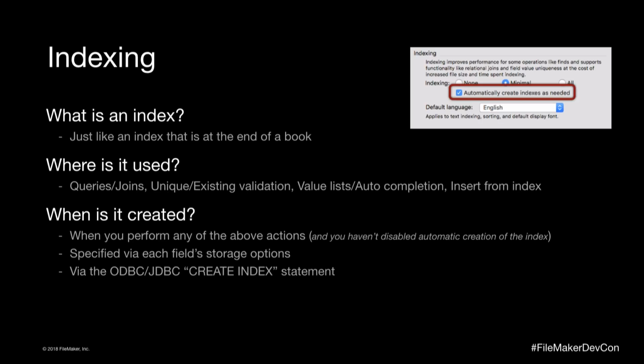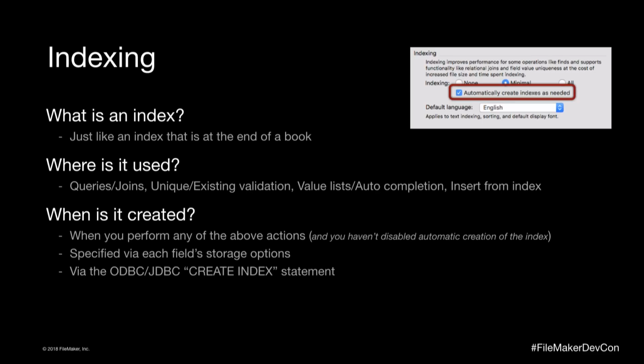Now this index tends to be created automatically whenever you do any of these operations. So if you just have a regular file and you don't change any of these options, FileMaker will create the index for you automatically. You don't even have to know about it. That's why I asked whether you've ever seen this dialog box. But that one thing I have circled in red does change that behavior.